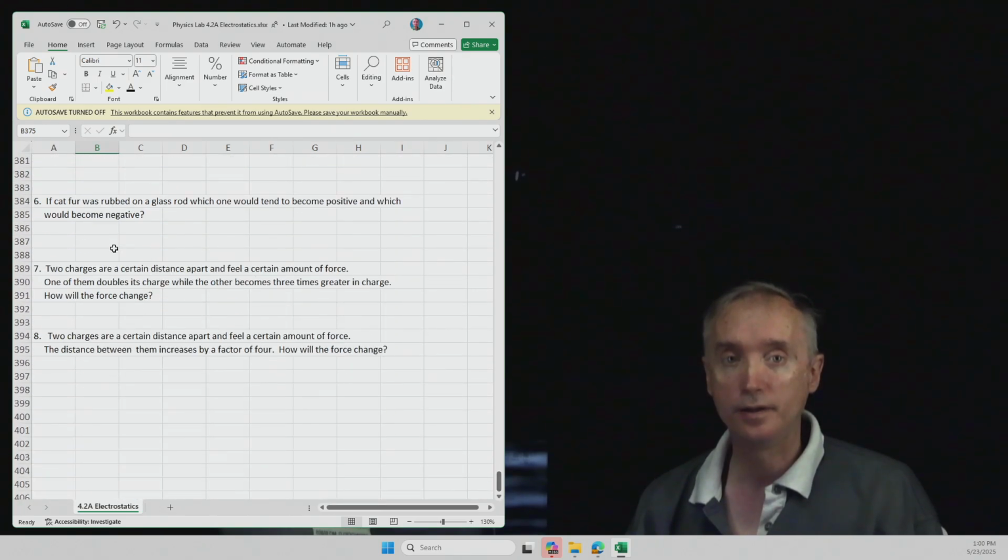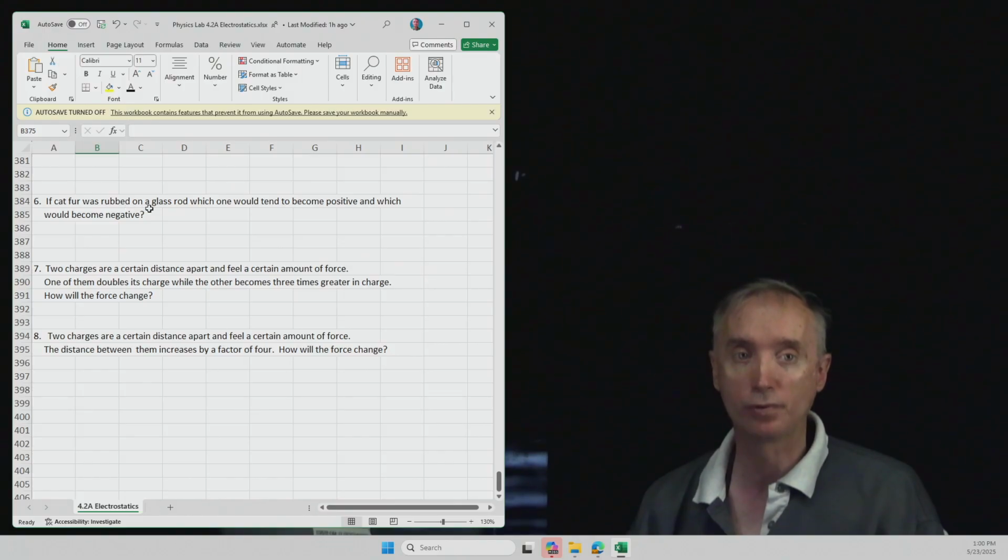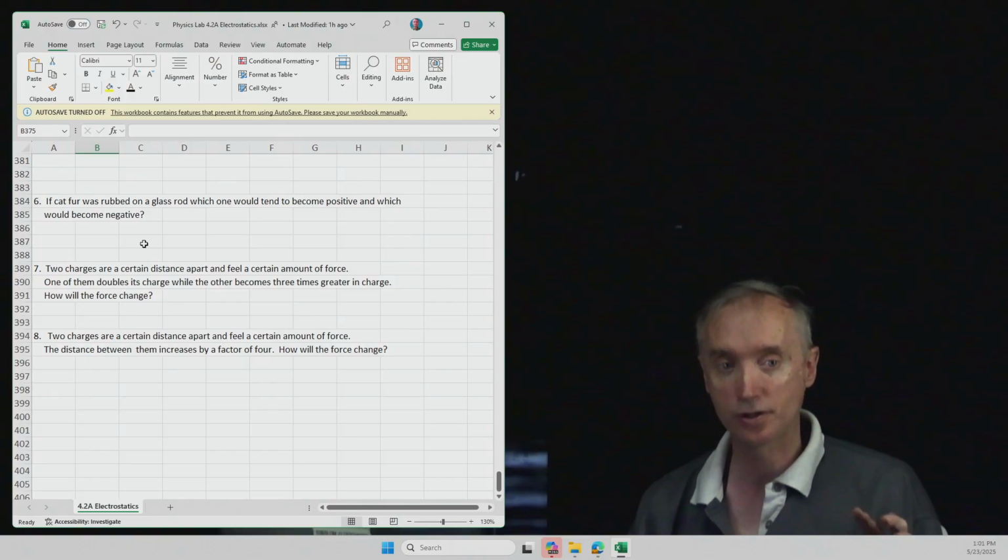Okay, so the next thing says if you take cat fur and you rub it with a glass rod, which one becomes positive and which one becomes negative? So go to that chart that I showed you and find out which one tends to become positive and which one tends to become negative.